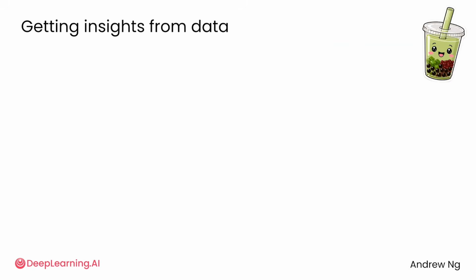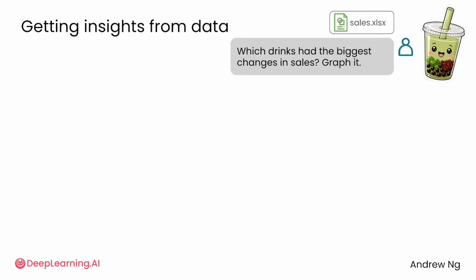Let's look at a concrete example. If you're running a bubble tea shop, you may want to look at your sales trends over time to answer questions like, did your new drinks sell well compared to your existing drinks? If you have sales data handy, AI can help you with this. You can attach your sales data as a file and write a prompt like this one. Which drinks had the biggest changes in sales? Graph it.